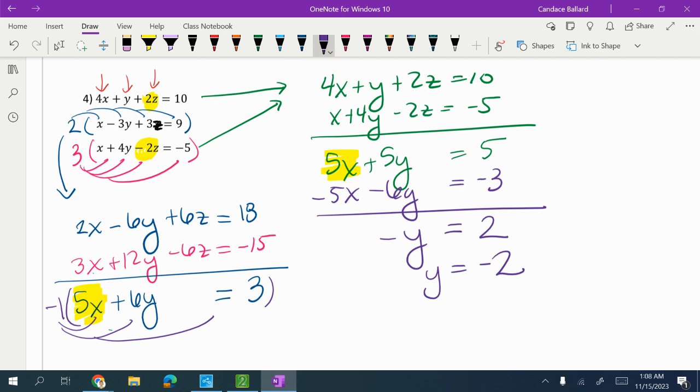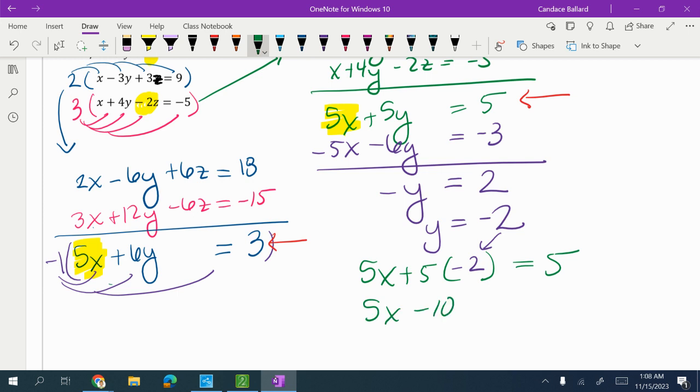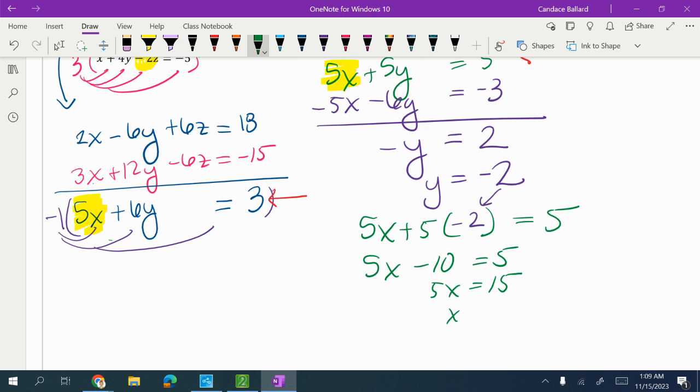Yay, now I need to get my x. I can choose whether I go into the blue one or the green one to use my y. I'm going to choose to go into the green one. So I'm going to write out my green one, 5x plus, and I'm going to substitute my y in, so I'm going to leave a parentheses, a blank, and put this -2 in there for the y. Now let's do this arithmetic. 5 times -2 is -10. I'm going to add the 10 to the other side. So that's 5 plus 10 is 15. And then I'm going to divide by 5 and I get x equal to 3. So I've got an x and I've got a y.